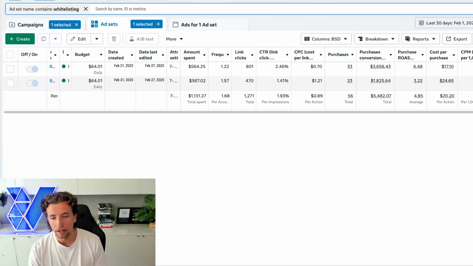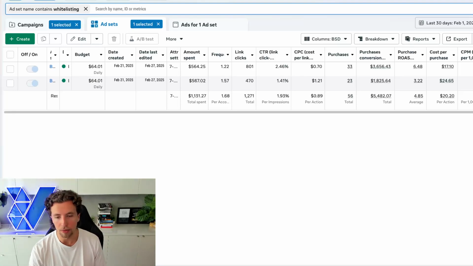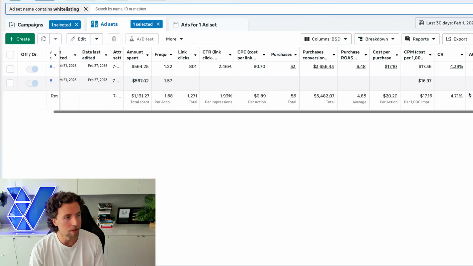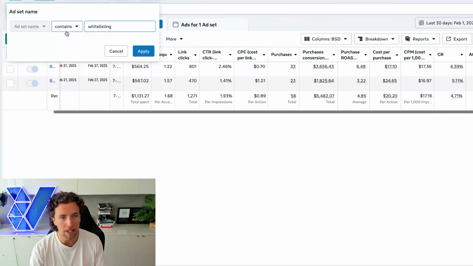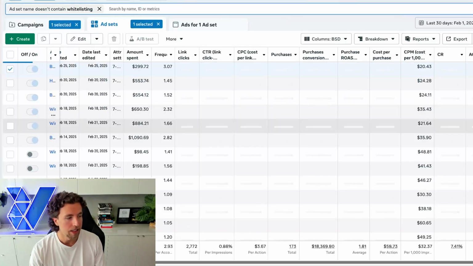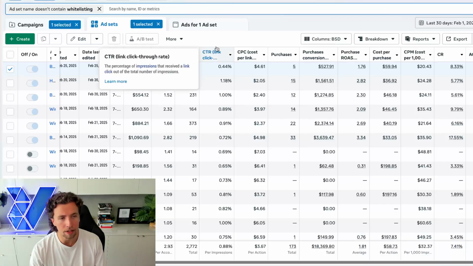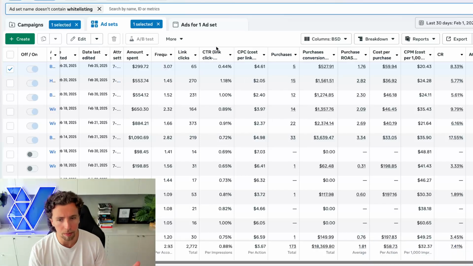Now, the immediate hesitation that you should have anytime you see figures like this is, well, conversion rates must have dropped. But in fact, conversion rates didn't drop. If we look at the conversion rate metric over here, it sits at 4.71%. If we go back, the other ads sit at 7.41%. You might go, okay, well, they did drop. They dropped by about 2x.